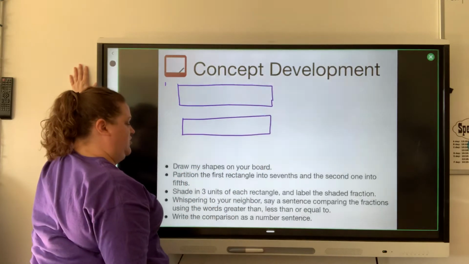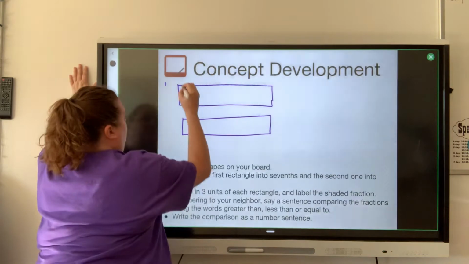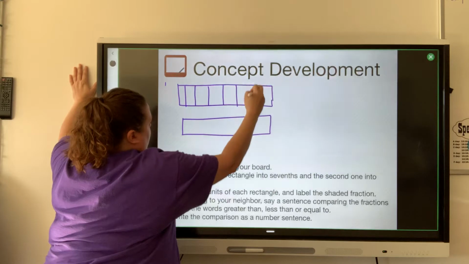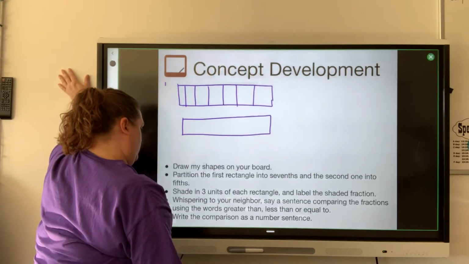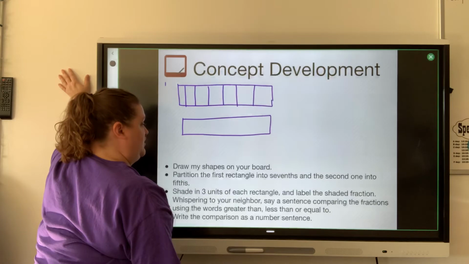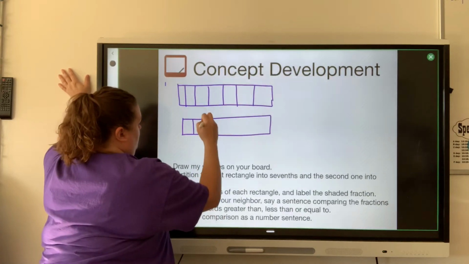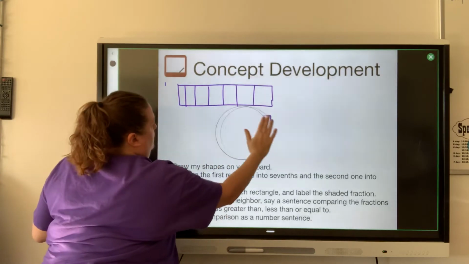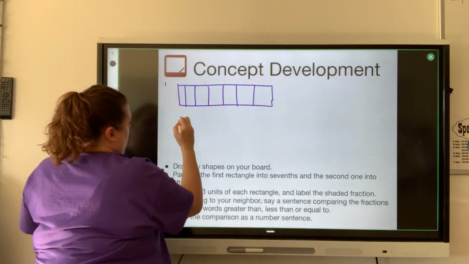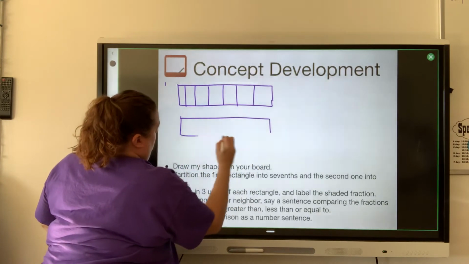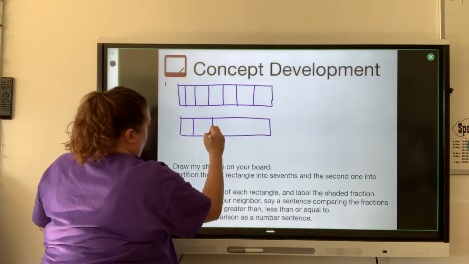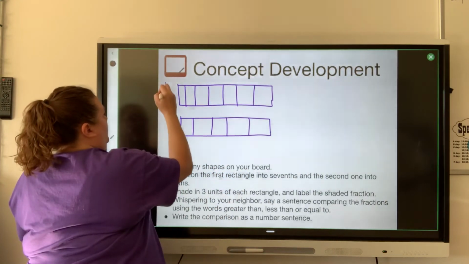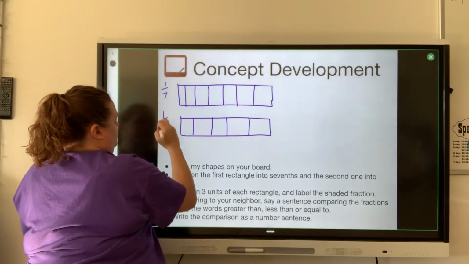Partition the first triangle into sevenths. 1, 2, 3, 4, 5, 6, 7. And the second one into fifths. 1, 2, 3, 4. Oh, that's a little off. Let me redo that one. 1, 2, 3, 4, 5. So we're going to do sevenths here and fifths here.